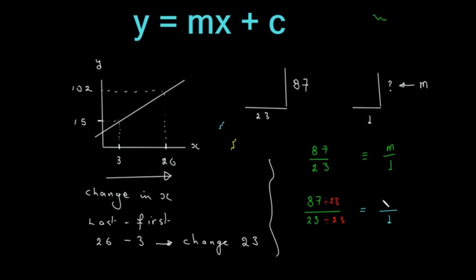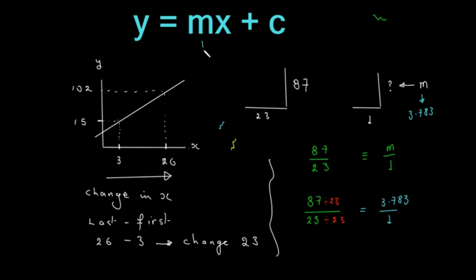3.783. Now that is the rounded number. So that is the gradient. That is the value of m. m equals 3.783. Now because we rounded it, it's approximate. It is not precise. If you want the precise value, you have to write it in fraction form.